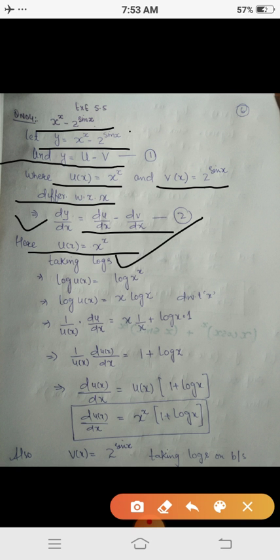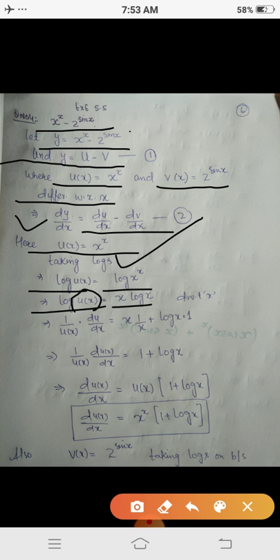Now taking logs on both sides, log of u of x equals log of x raised to power x, or log of u of x equals x log x, because log m raised to power n is n log m. Now when we differentiate this, because we have to find du by dx, the differentiation of log u is 1 upon u of x into du by dx, with respect to x.